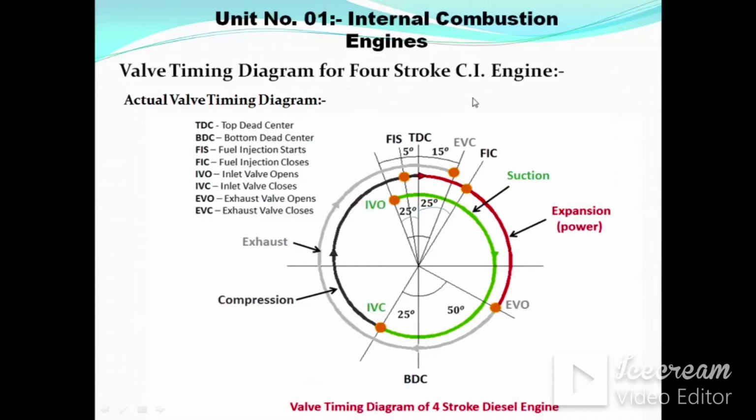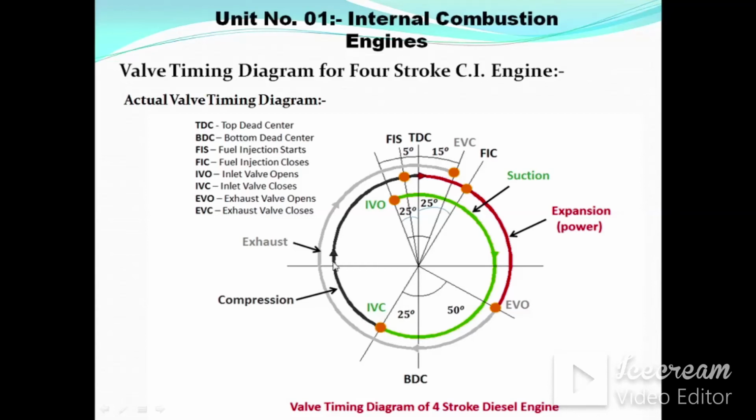Now next we move to the valve timing diagram of the 4-stroke CI engine. This is the same as the SI engine, but there will be some angle differences in this diagram. Otherwise this diagram is also the same. Okay, the inlet valve will open 25 degrees before TDC. This is our suction process, which means only air will be admitted. The inlet valve will be closed 25 degrees after BDC.